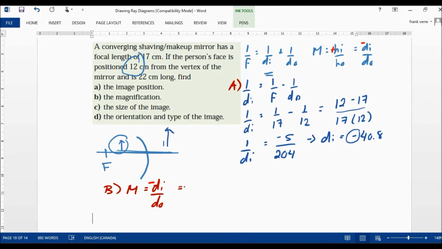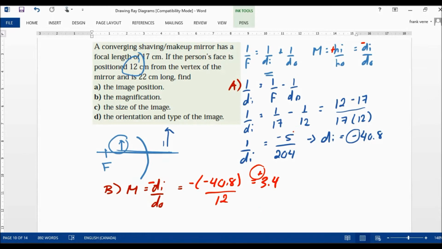Okay. So the negative di, negative 40.8, over do. Do is 12. So this is going to give us a magnification of 3.4, positive, because negative times negative is positive. So 3.4. So this means that the image is 3.4 times bigger. The positive sign means that the image is also upright relative to the object.